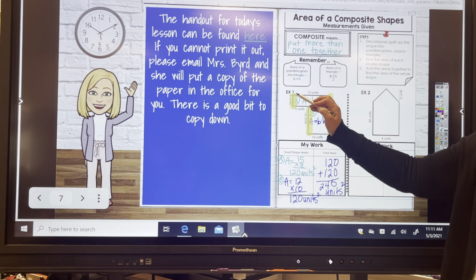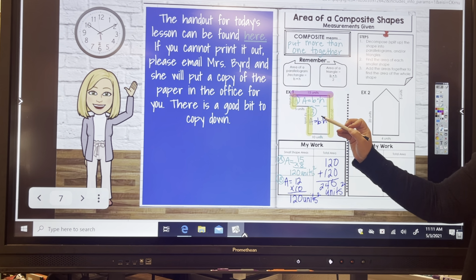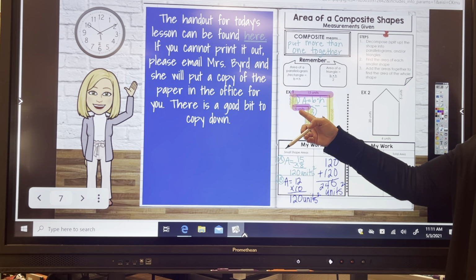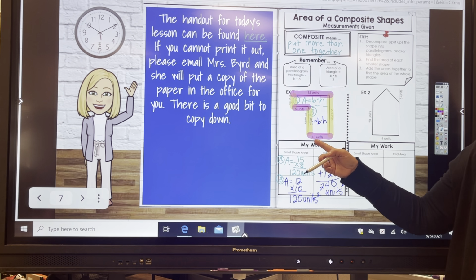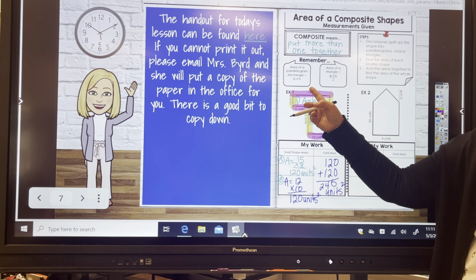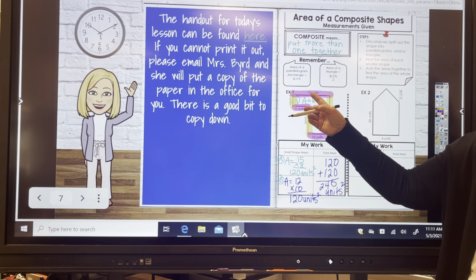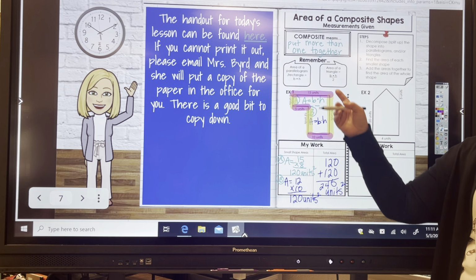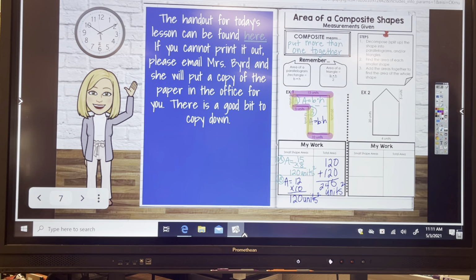Let's look up here. What's the length of this one? 15. I've got 5 plus 10. 5 plus 10 is 15. Do the two pieces equal the big piece? Yes. Okay? Once you get the hang of it and you see the different shapes, it is pretty easy. Let's look at example 2.